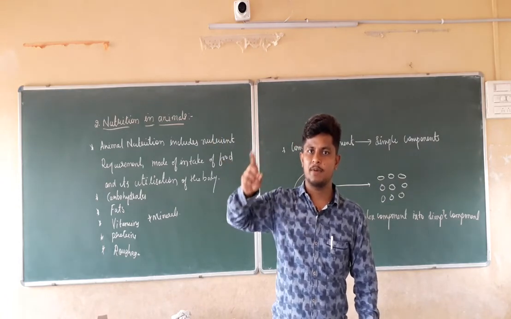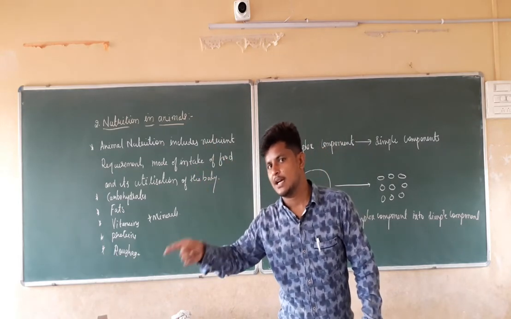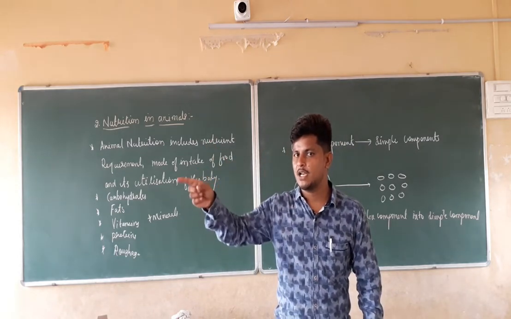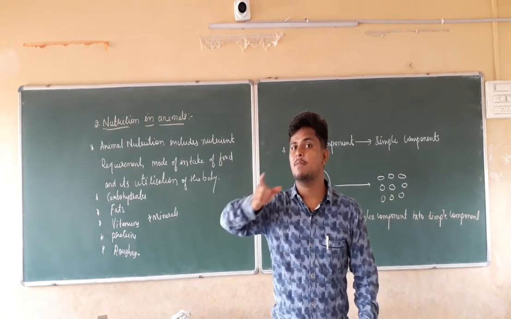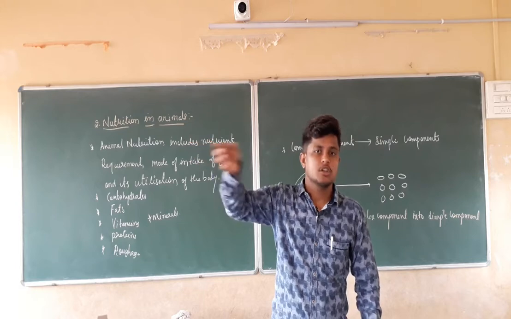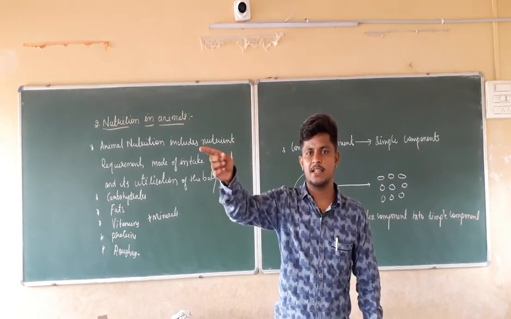How? For the purpose of the mutton and chicken, we are dependent on the chicken. We are dependent on the goat and sheep. Those goat and sheep are dependent on what? They are dependent on plants. So indirectly, for the growth of those things, plants are required.